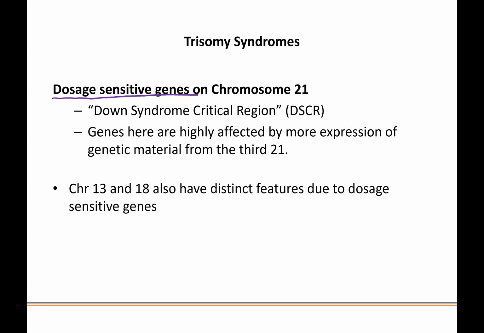So chromosome 13 and 18 also have distinct features because of that dosage-sensitive gene. There is one sort of quote-unquote good dosage-sensitive gene on chromosome 21. Individuals with Down syndrome tend to have fewer tumors. So things like lung cancer and melanoma occur less frequently in individuals with Down syndrome. So this is due to an overexpression of a gene in the Down syndrome critical region that actually blocks cancer formation. So that's an example of a dosage-sensitive gene that actually is beneficial to the individual.